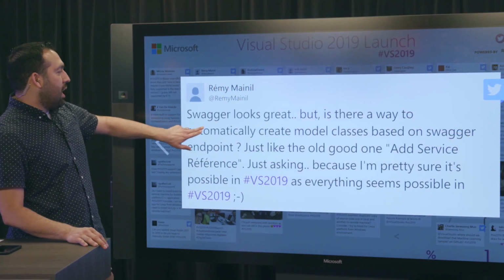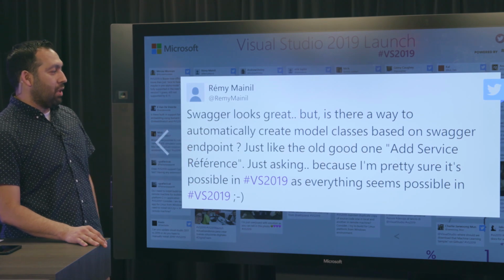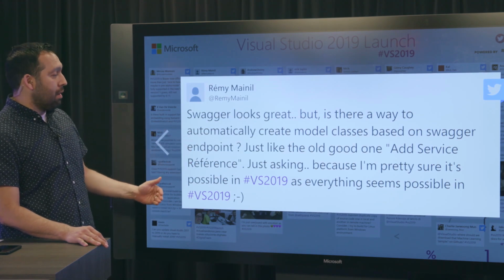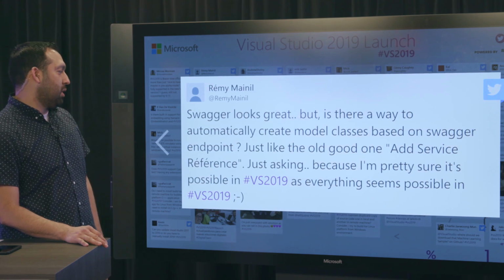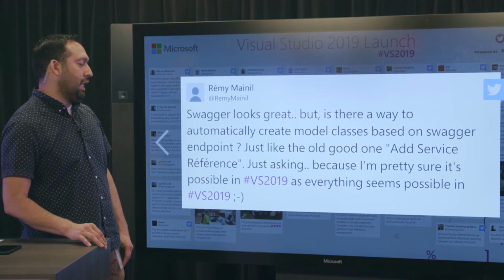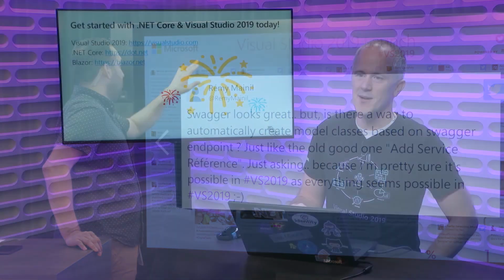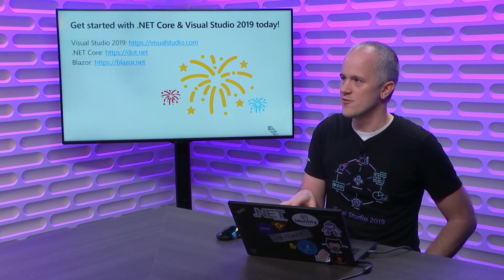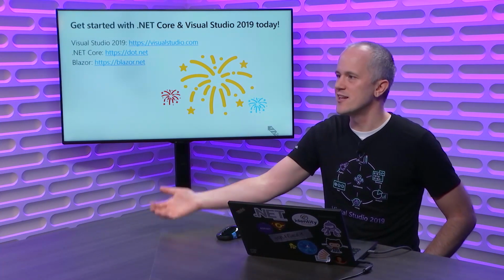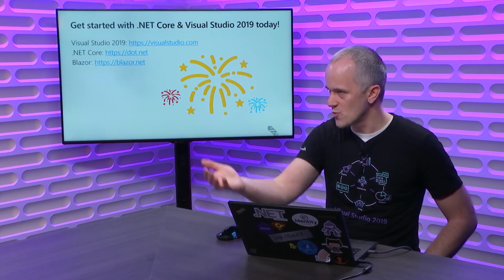All right, so from Remy: Swagger looks great, but is there a way to automatically create model classes based on a Swagger endpoint, just like the old good Add Service Reference? Just asking because I'm pretty sure it's possible in VS 2019. So there is some support for code generation in Visual Studio 2019 for doing client code generation based on an Open API spec or a Swagger document.